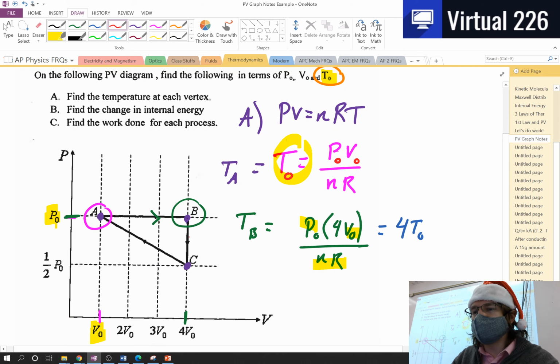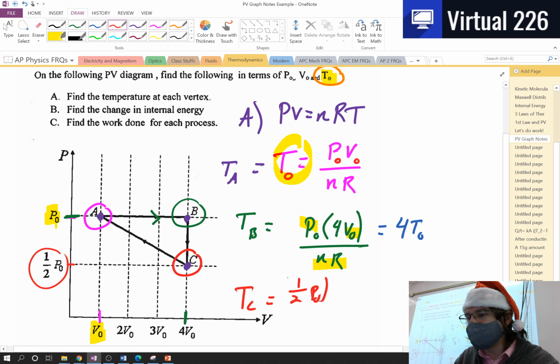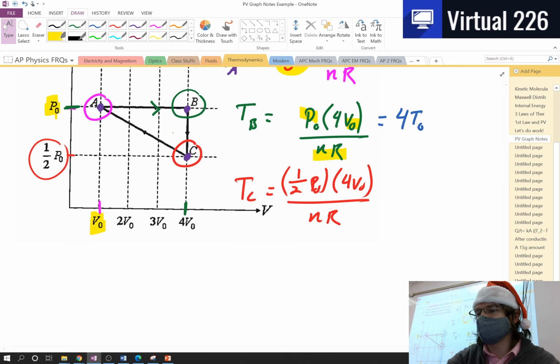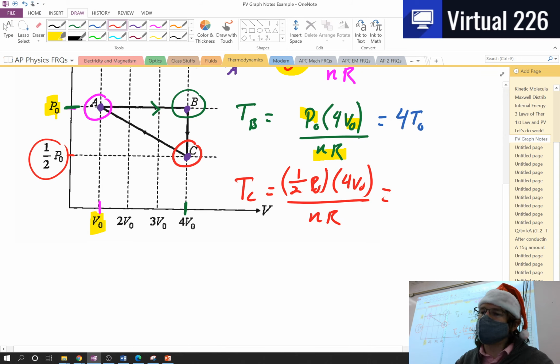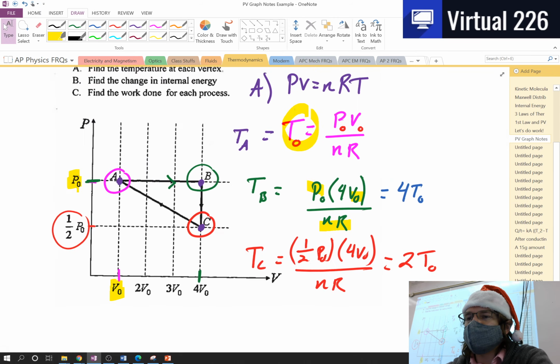For our last point, vertex C, our pressure has actually changed. We've become 1/2 P naught. So we get 1/2 P naught multiplied by the same volume, 4 V naught, and then divided by nR once again. The P naught V naught over nR gives us a T naught. The 4 over 2 becomes 2. So we get 2 T naught here, or 2 times the temperature at vertex A. So that's how we can find our different temperatures here.